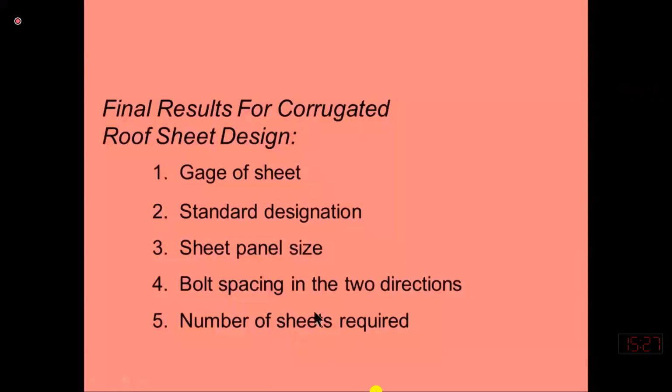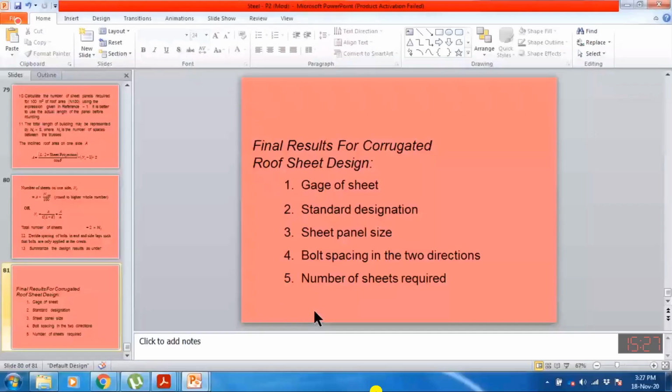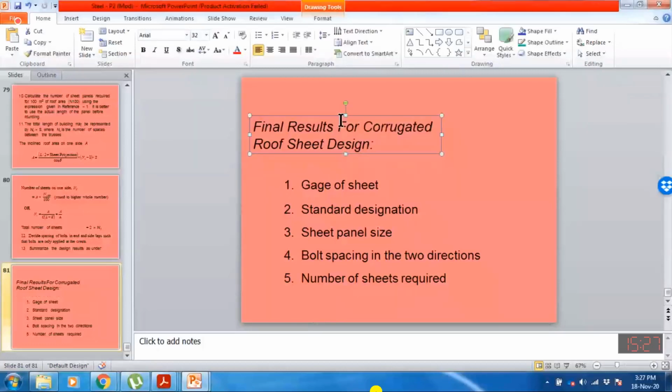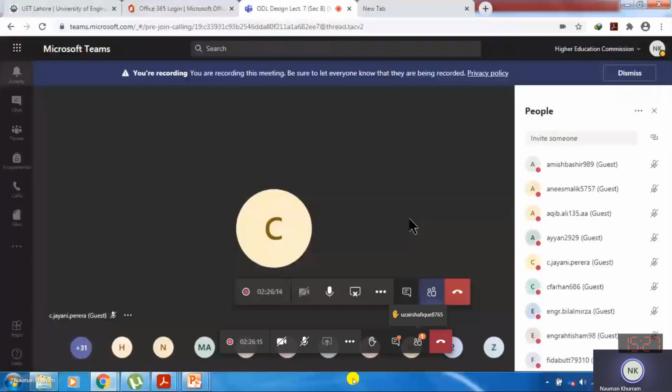So I will stop here. Next time we will solve an example related to roof sheet design. We will assume the actual data, and then we will compute how many sheets are required for our truss roofing system, and what will be the gauge value and the standard designation. At the moment, if someone has a question, he can ask me. Anybody who has a question, just raise your hand. Yes, Uzair, please ask the question.